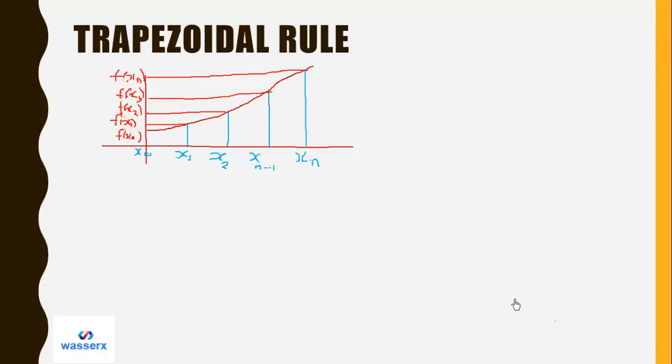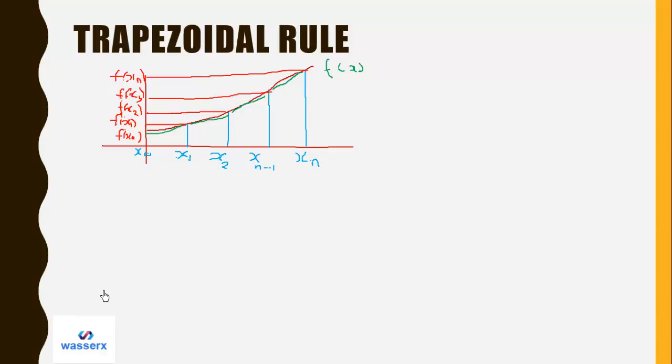Then the trapezoidal rule. Now if you have this curve f of x over here, and you want to find the area under the curve, you can use trapezium to approximate the area under this curve. We draw a trapezium over here, to approximate the area of the curve.